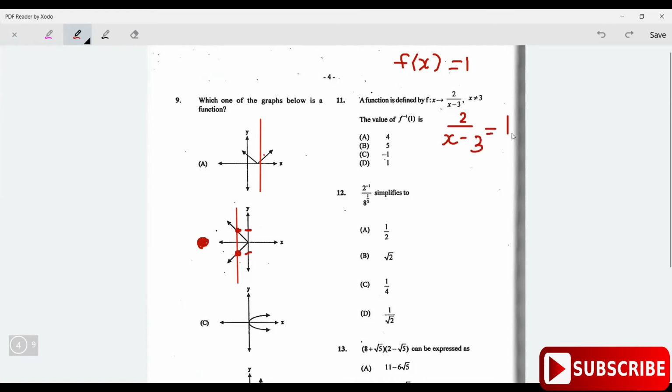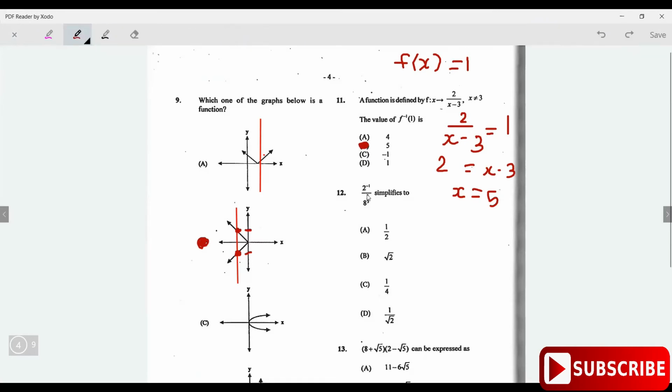So you cross multiply, and 2 is equal to x minus 3. If 2 is equal to x minus 3, you add 3 to both sides, and so x equals 5. That means f inverse of 1 is equal to 5. Nice and easy. Here's another easy question.